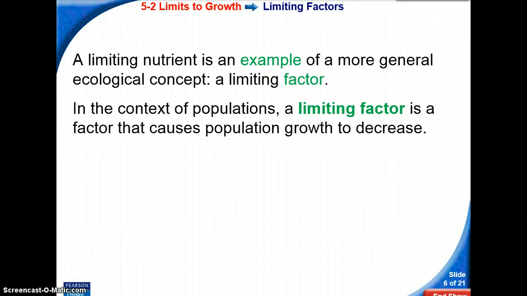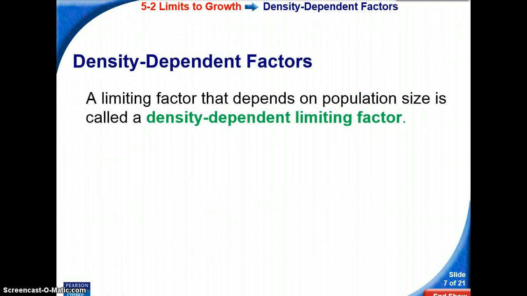There are two different types of limiting factors that we have. The first one is called a density dependent limiting factor. This is a limiting factor that depends on population size. So the population has to be a certain size in order to have this factor affect the population.